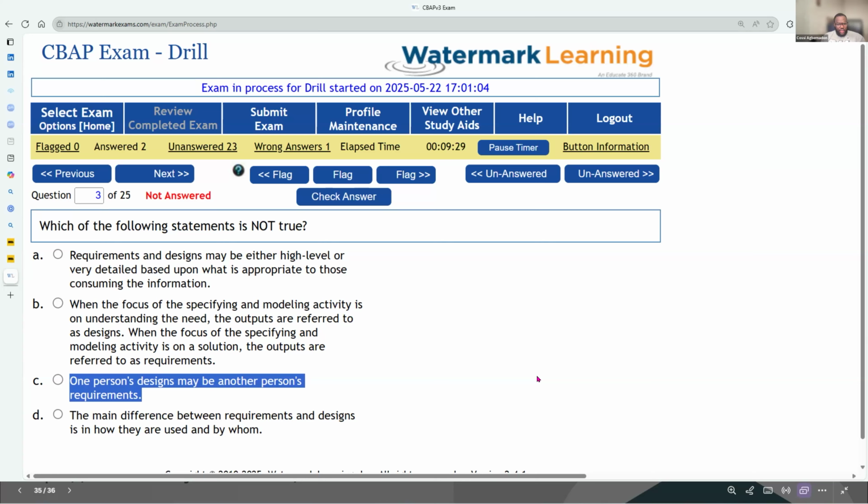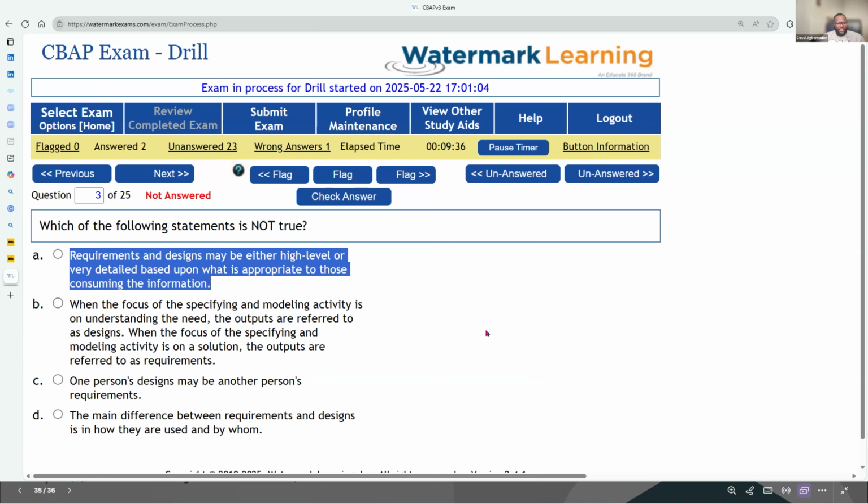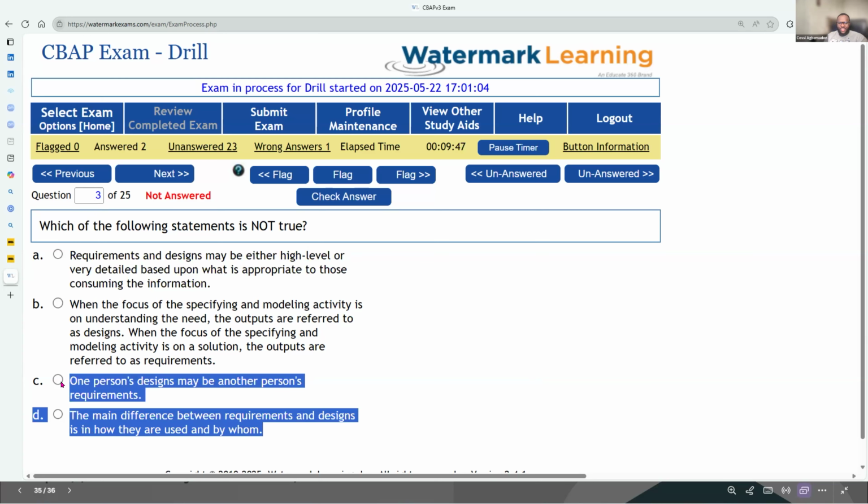I think A is also true. Yeah, A is also true. And that one's true. So D, A as well. C. I think D is also true. So I think the correct answer here is B.